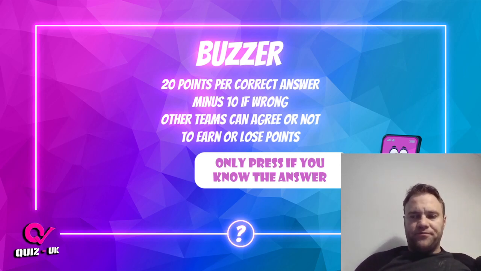So for example, the buzzer round, I'd say, in this round you won't get any questions or options on your devices. You just get one big red button and that's your buzzer. I'm going to start reading out a question.